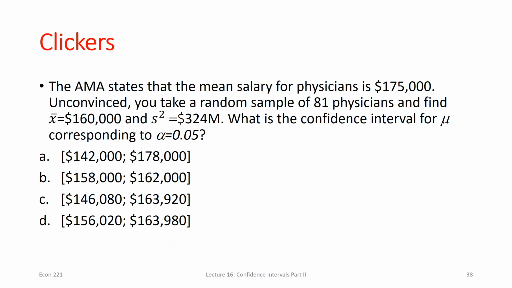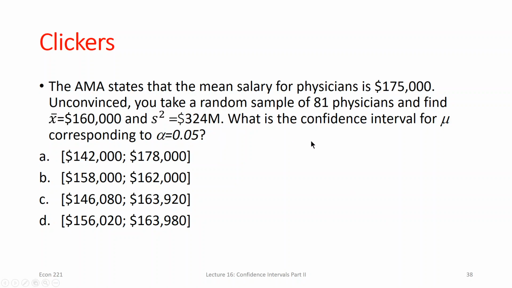Let's work through a different example. Let's say the American Medical Association says, well, look, be a physician, you can make $175,000 on average. You're unconvinced, so you take a sample of 81 physicians, and you find from these 81 a sample mean of 160,000 and a sample variance of 324 million.